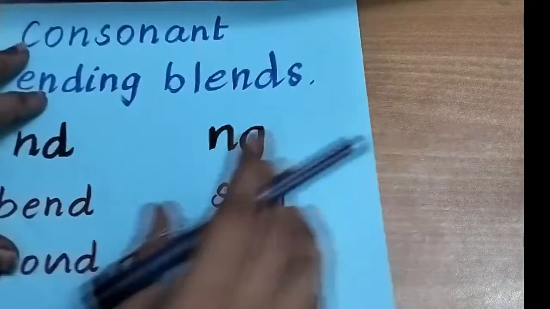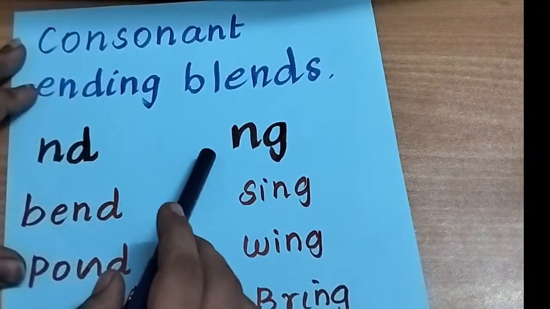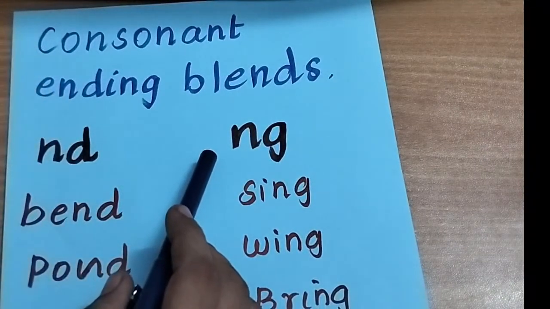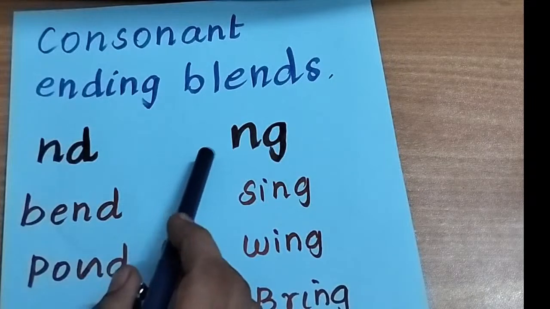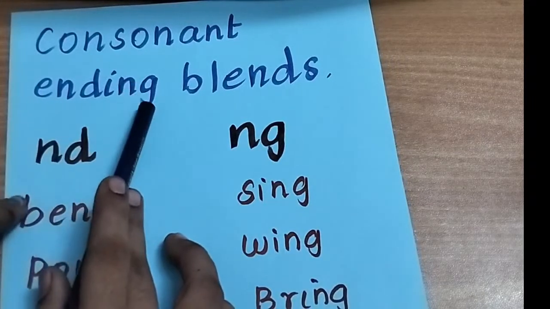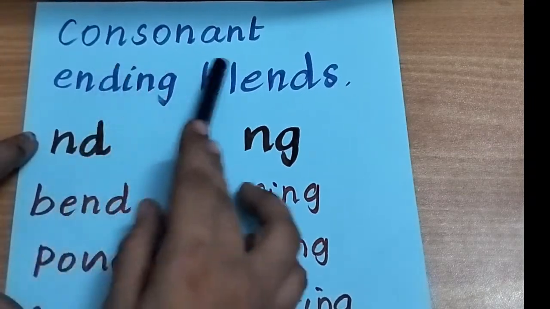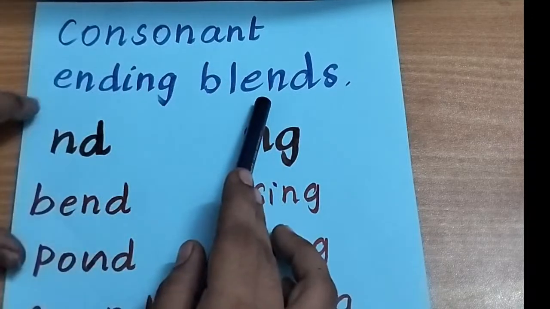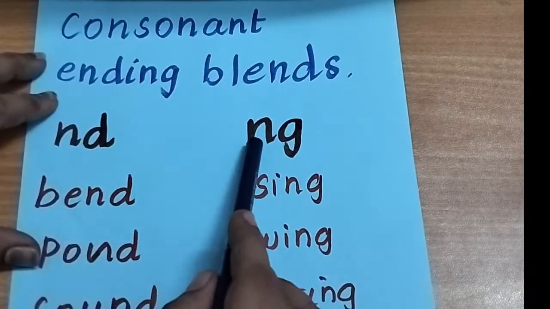So far we have seen the beginning consonant blends. Now we are going to see the consonant blends at the ending. So the blends will be at the ending of the word. As I told you before, there are two types. One is the beginning consonant blend, and the other is the ending consonant blend. So now we are going to see consonant ending blends, that is ND and NG.